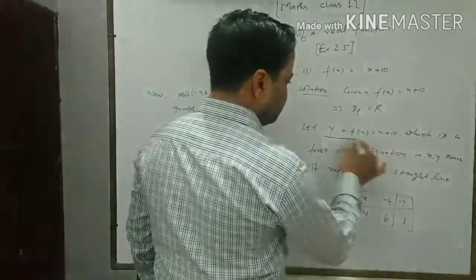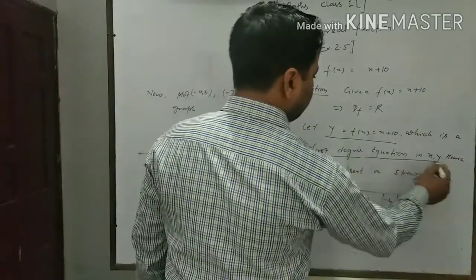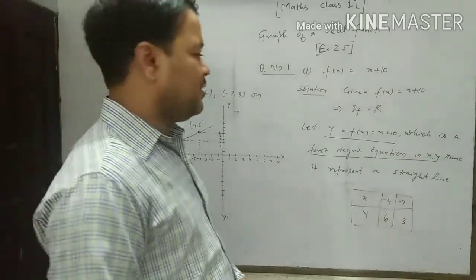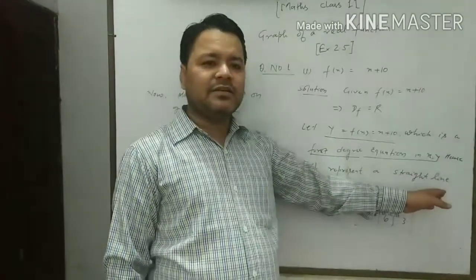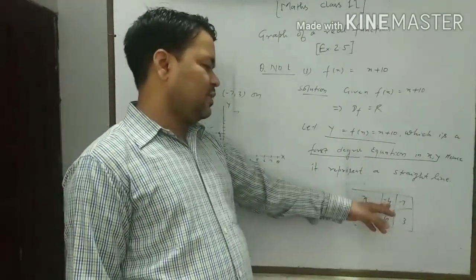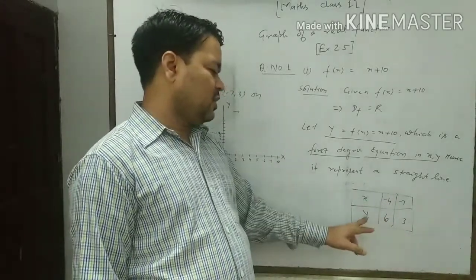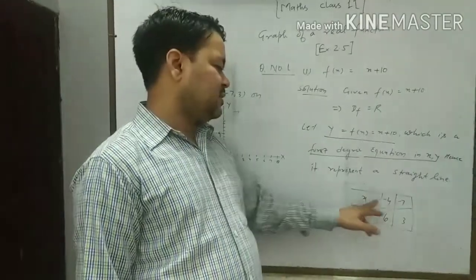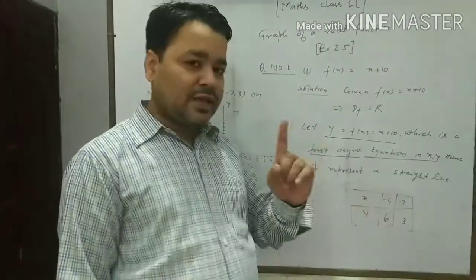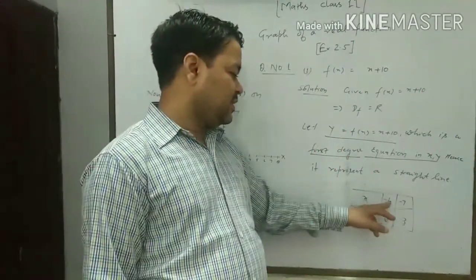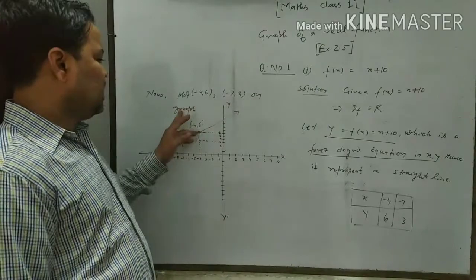Now if we consider this y = x + 10, which is a first degree equation in x and y, meaning a linear equation in variables x and y, we know that it always represents a straight line. Now how do we represent it? We put a value of x and find the corresponding value of y. If x = -4, then y = 6. And if x = -7, then y = 3. Now plot first the x coordinate, then the y coordinate: (-4, 6) and (-7, 3) on the graph.